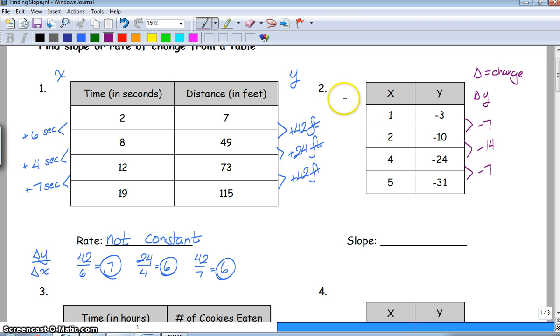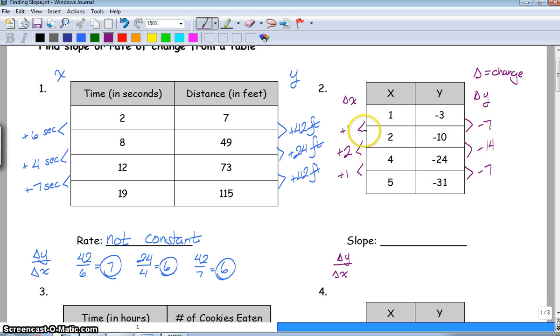Then find the change in your x values. 1 to 2, up by 1. 2 to 4, up by 2. 4 to 5, up by 1. Slope again then is your change in y values over your change in x values. Make sure you compare all of them, especially when the numbers are bouncing around like this.